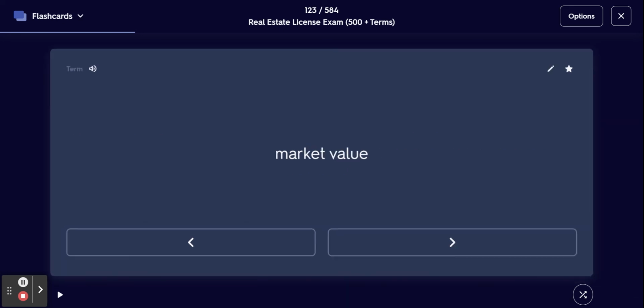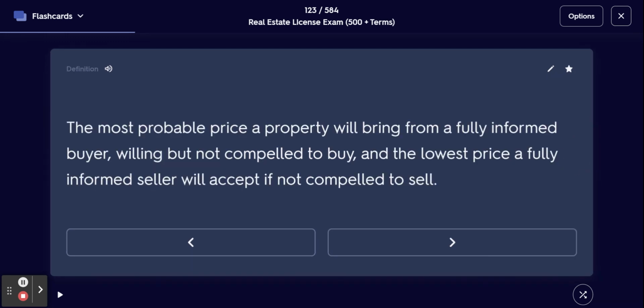Market value. The most probable price a property will bring from a fully informed buyer willing but not compelled to buy, and the lowest price a fully informed seller will accept if not compelled to sell.